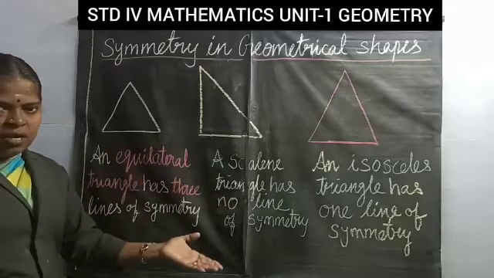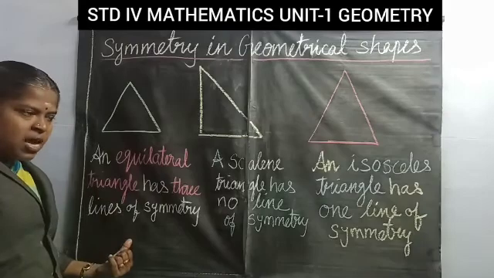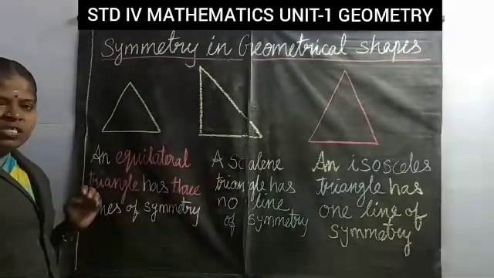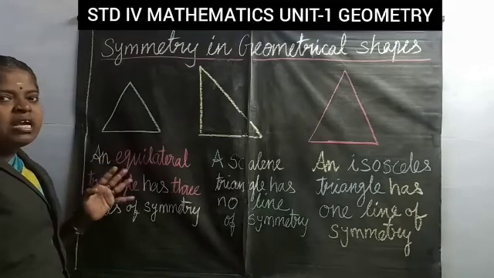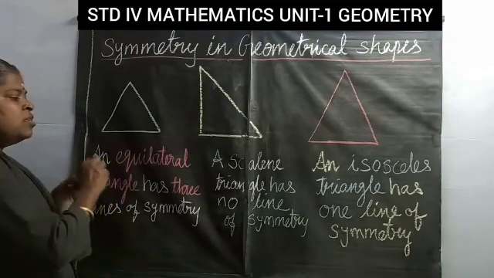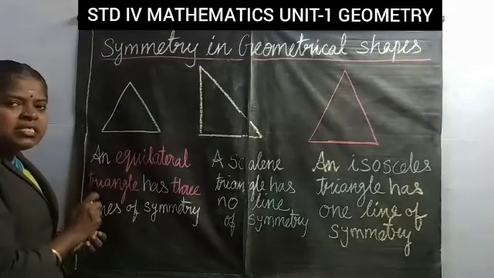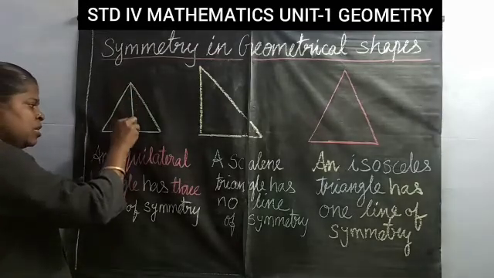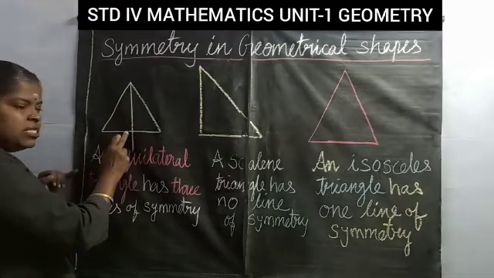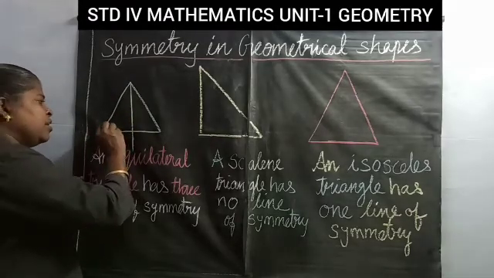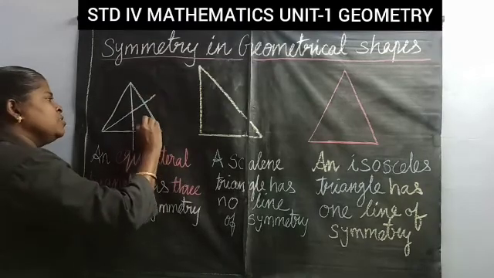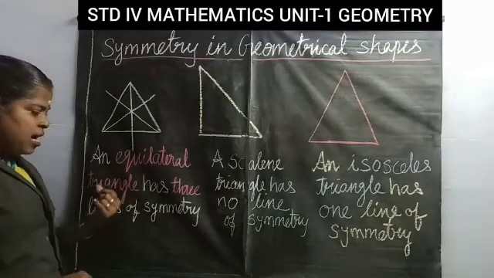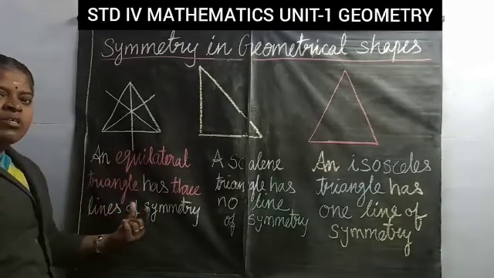These are triangles. First one is the equilateral triangle, then the scalene triangle, and the isosceles triangle. First we can draw lines of symmetry for the equilateral triangle. Equilateral triangle means 3 sides are equal. So we can draw 3 lines of symmetry. An equilateral triangle has 3 lines of symmetry.